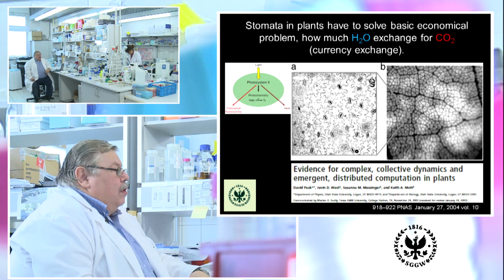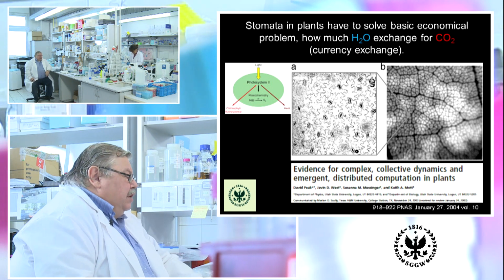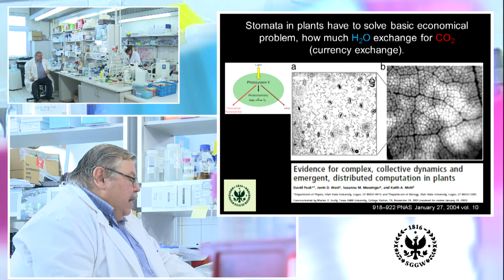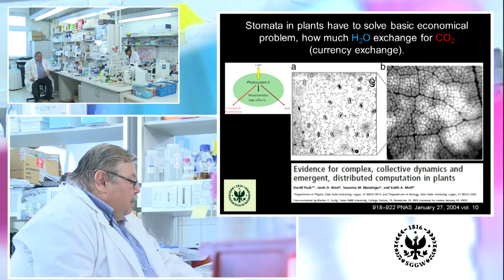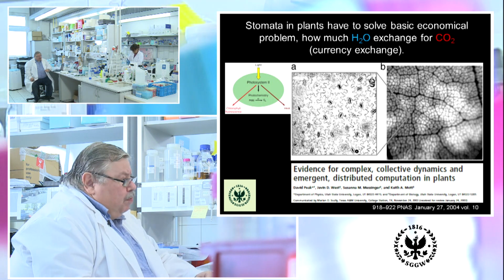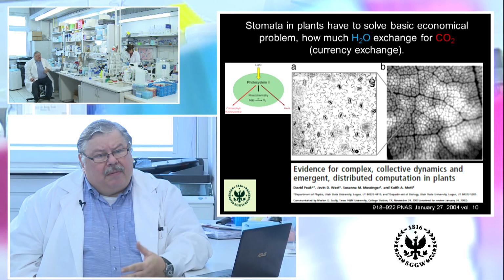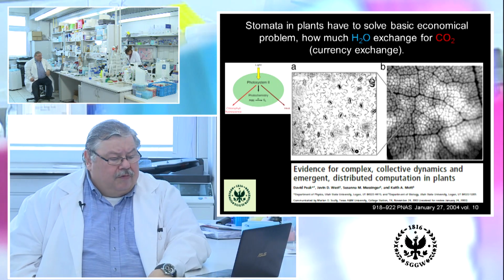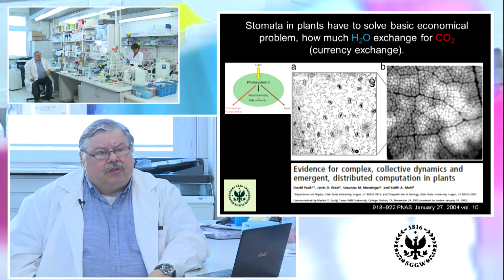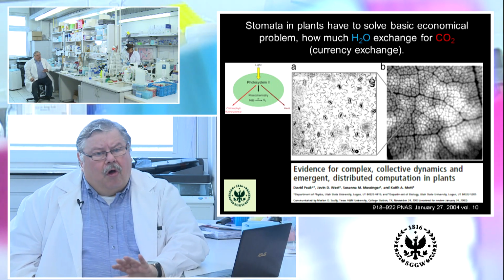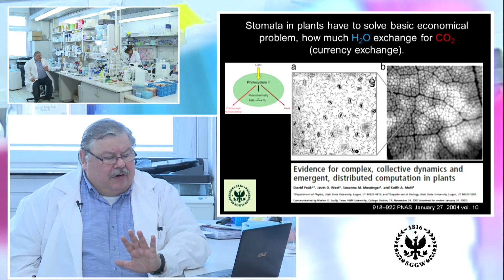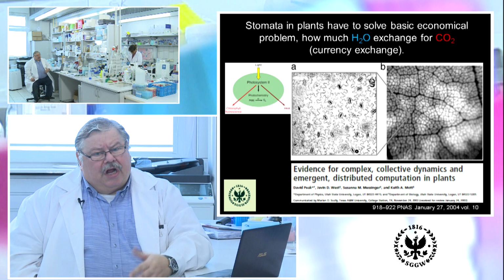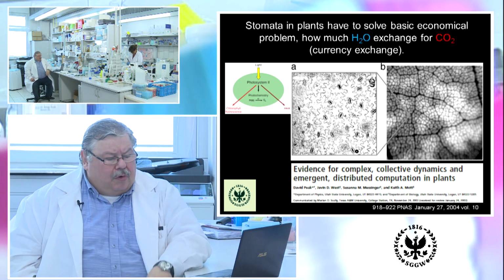And in 2004, it was presented by Pick et al. in PNAS, a very important paper on evidence for complex collective dynamics and emergent distributed computation in plants. At that time, for the first time, it was shown that images of the fluorescence are not equal on the whole leaf surface, and they have a spatial pattern with regions which are higher fluorescence or lower fluorescence.